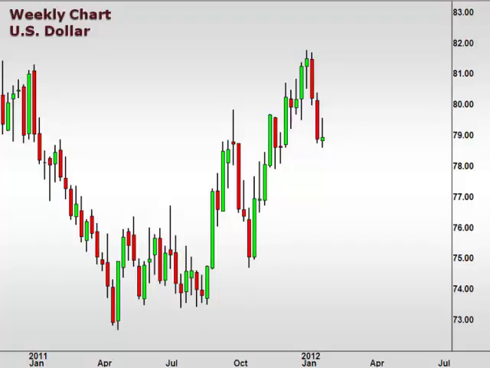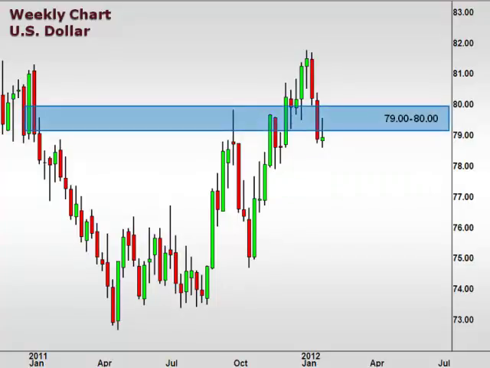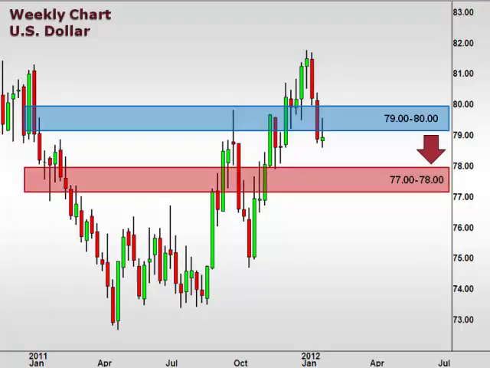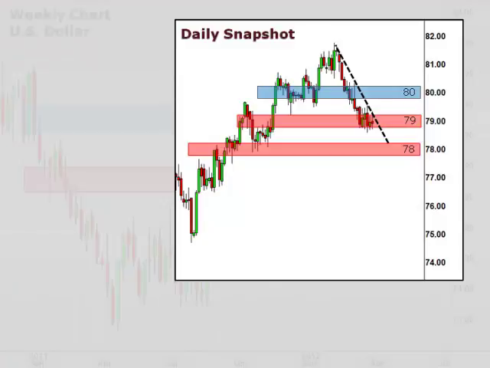Let's start off with a look at the weekly chart of the U.S. dollar index. This is a great way to gain perspective as to how the U.S. dollar has been trading against a basket of currencies. Well, the dollar index closed last week below 79. We need to see a move back above this zone to lend credibility to any continuation higher for the U.S. dollar index. With the weekly close below 79, the path of least resistance is to the downside towards the 77-78 focal zone.